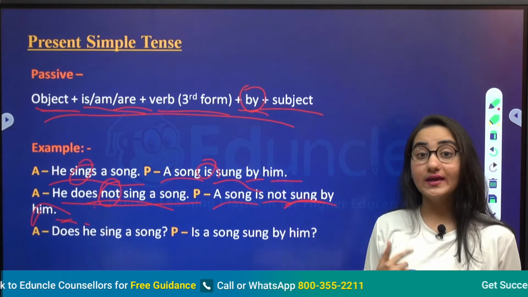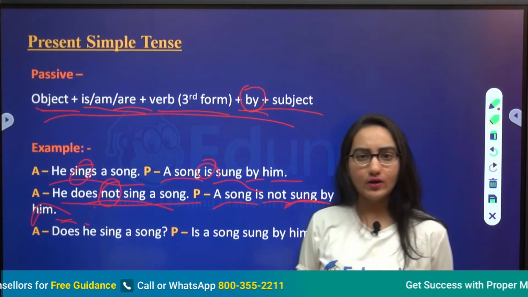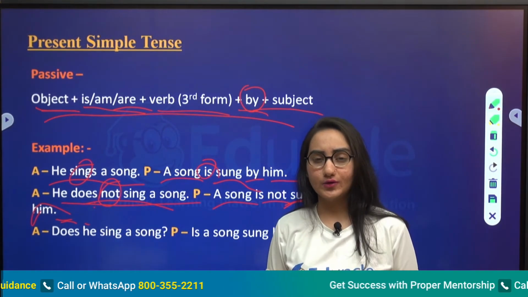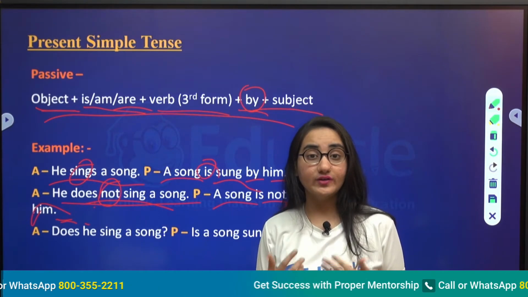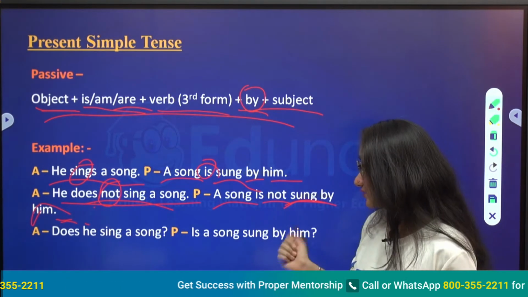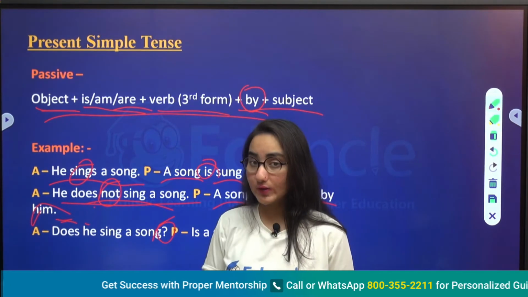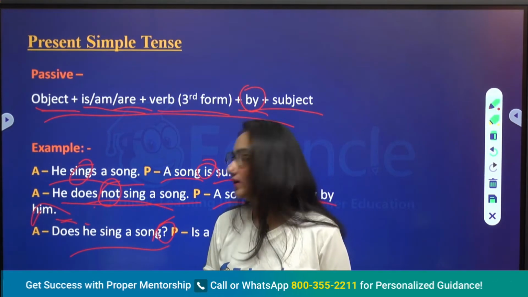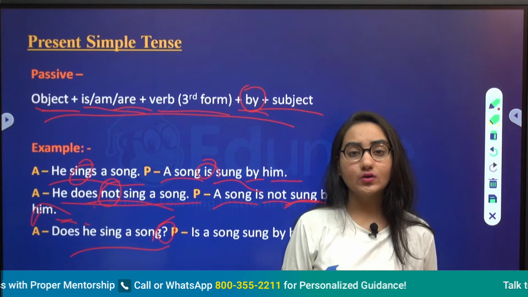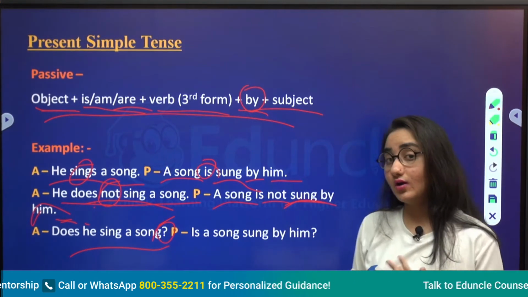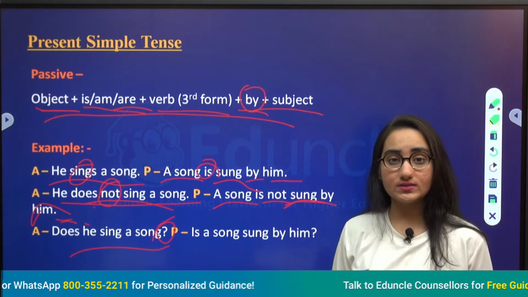Now if I talk about the interrogative sentence, I hope you know what interrogative sentences are. That is when we are asking a question. The question sentence ends with the question mark. So I am asking the question here: does he sing a song? This particular sentence is in the active voice. Now I have to convert this interrogative sentence into a passive voice.